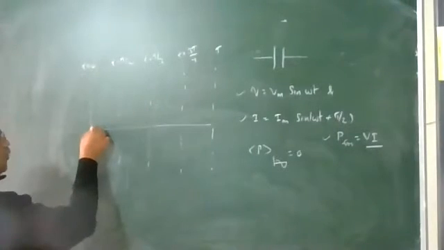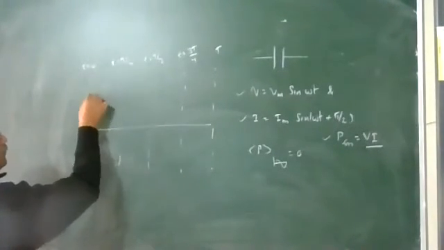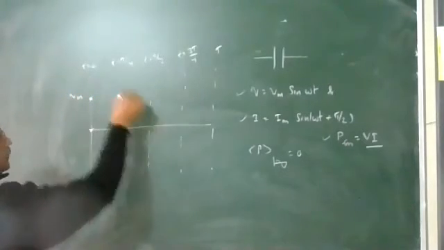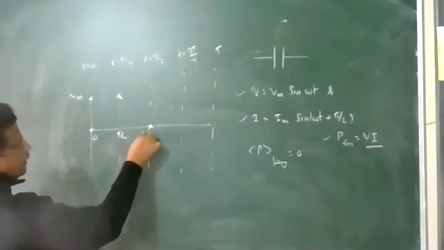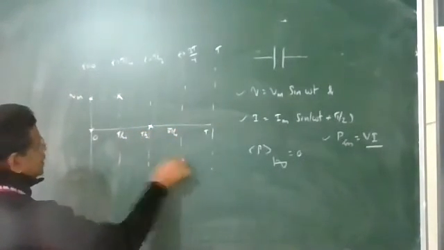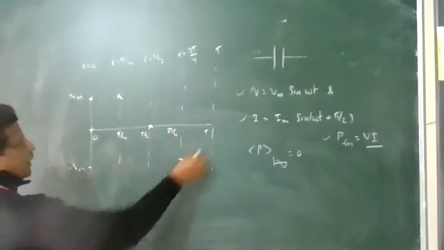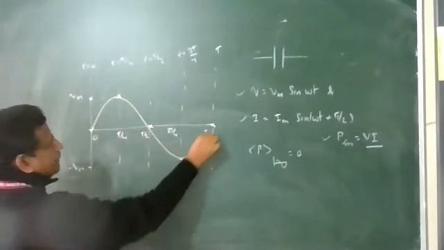The variation of voltage we have already seen, starting from 0, going to the maximum value Vm, then 0 at T by 2, then going to minus Vm at 3T by 4, and 0 again. So this is the variation of voltage with time.